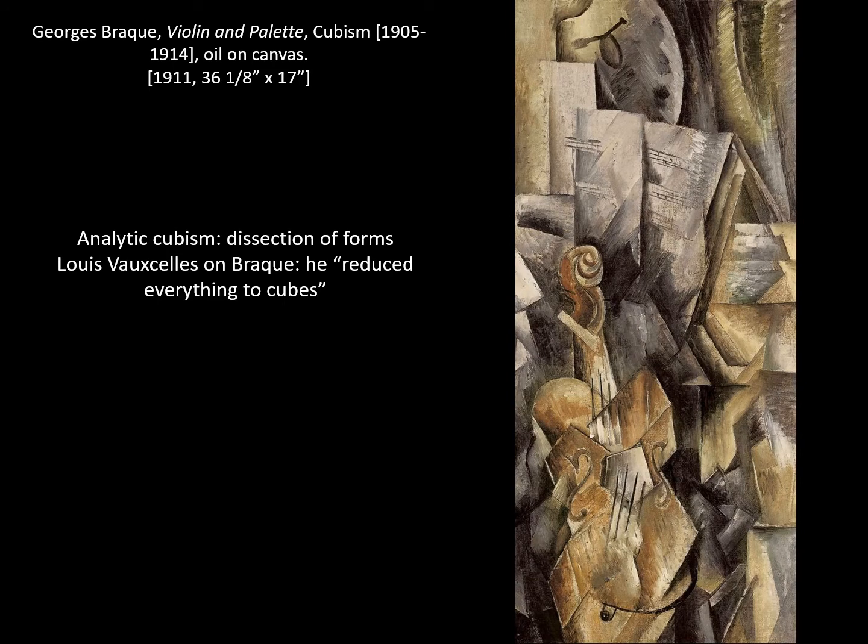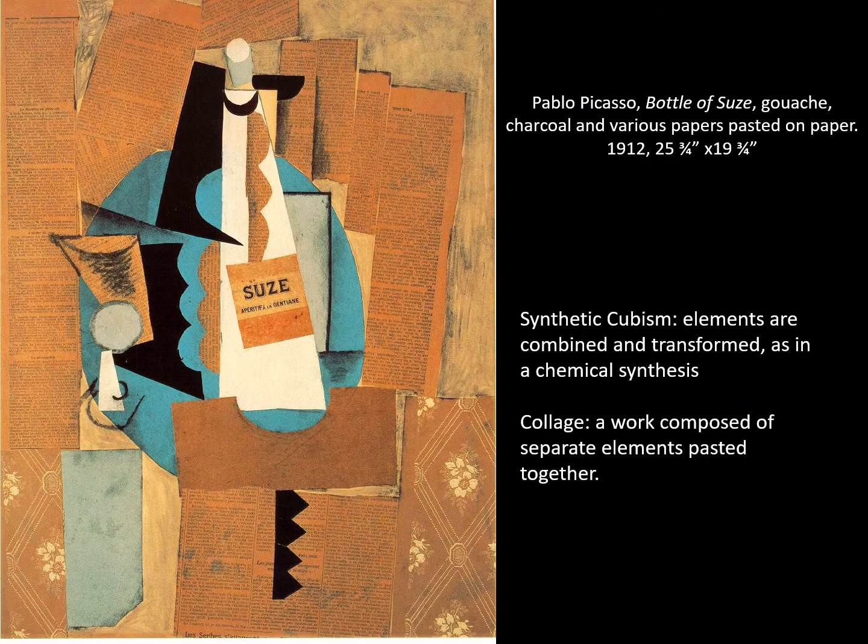So this is an example of analytic cubism, and you watched a video about this. It's about reducing the forms into planes and lines and colors, almost as if you were walking around and looking at the object from multiple perspectives simultaneously. This primarily appears in painting, but they do some sculptures also. I want to talk a little bit about synthetic cubism.